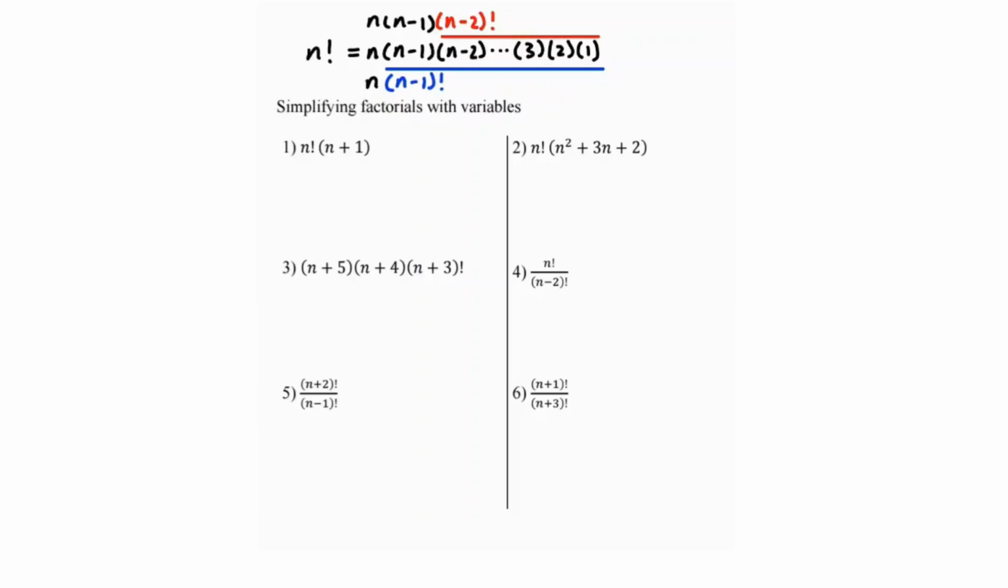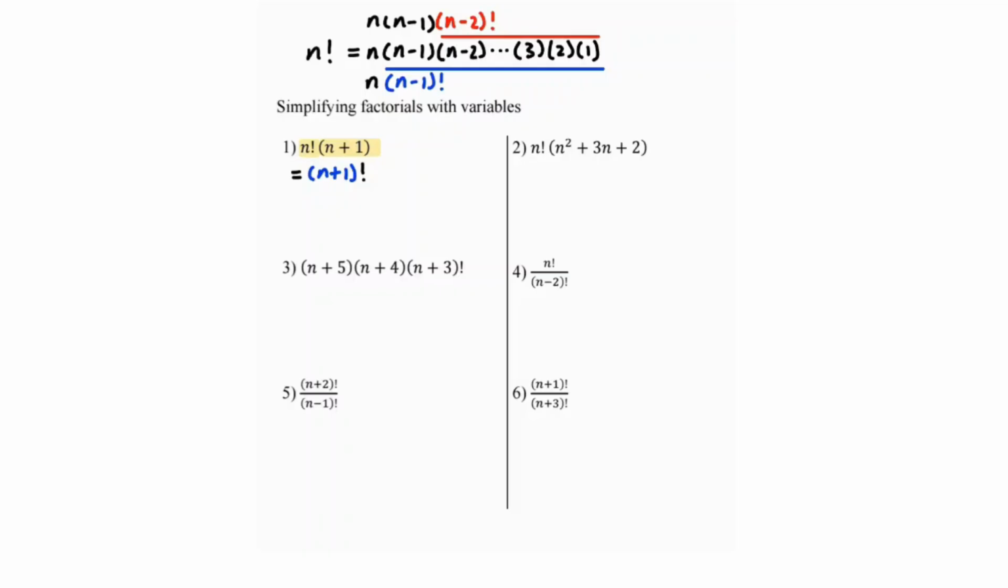Now it's time for simplifying. Problem 1. We have n factorial times n plus 1. So we have an n factorial, and this time instead of breaking it down, we have n plus 1, which is a number above n. So if you combine it all together, we're going to get n plus 1 factorial.